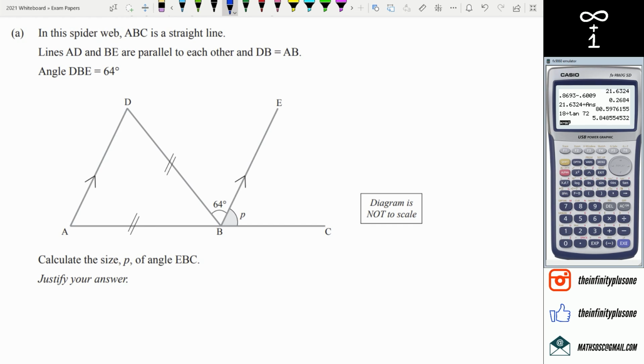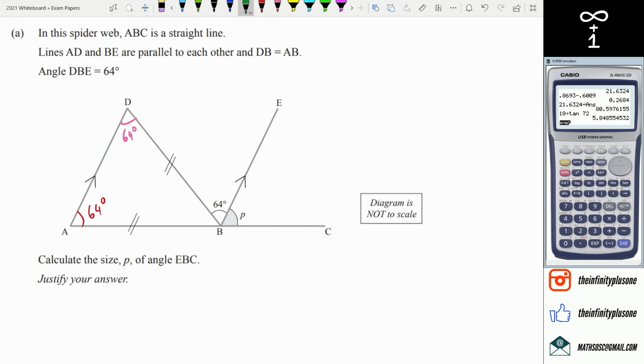Right, so we got a bunch of parallel lines here, right? And again, I'm just going to do a quick rough check here. Because it's 64 degrees at DBE, this one here is going to be 64 degrees because it's alternate angles. This one here is going to be 64 degrees because it looks like an isosceles triangle inside of it there, so those two angles are going to equal each other.